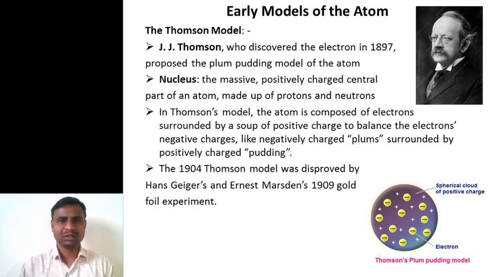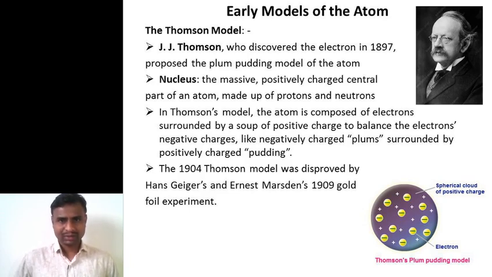J.J. Thomson discovered the electron in 1897, and I have shown his photograph on the right side. J.J. Thomson proposed the plum pudding model of an atom. So what is the plum pudding model? You can see in the figure below Thomson's plum pudding model.